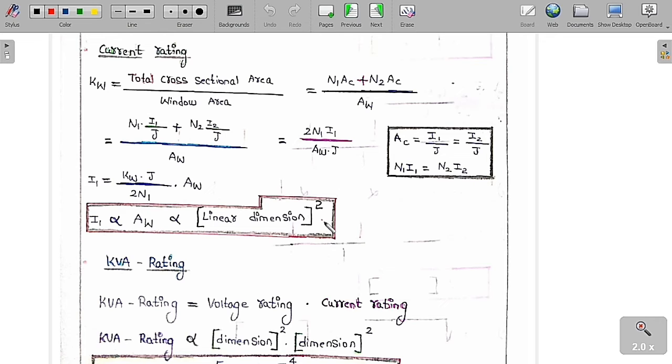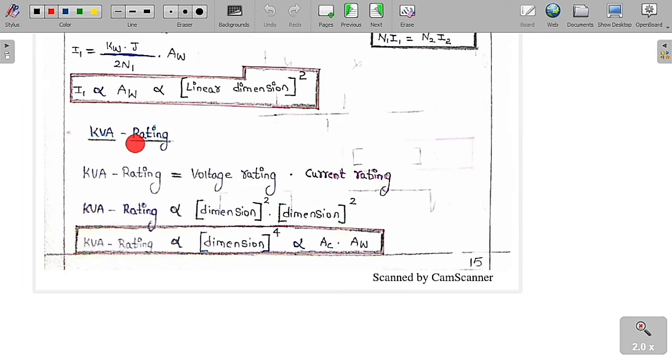So we can say simply that the voltage rating and also the current rating are directly proportional to the linear dimension whole square. Now what is the KVA rating? KVA rating is equal to the product of the voltage rating and the current rating.